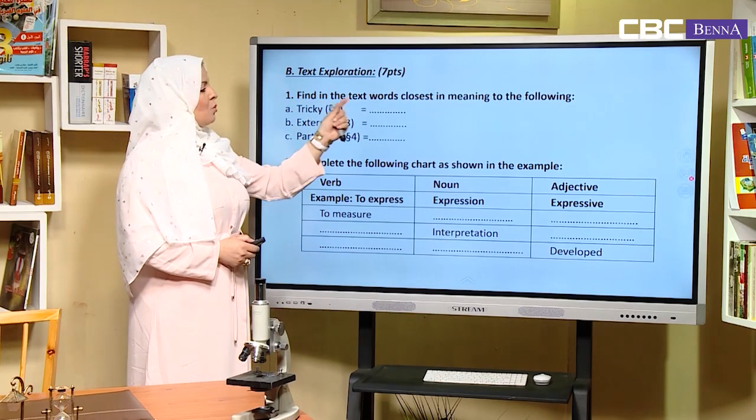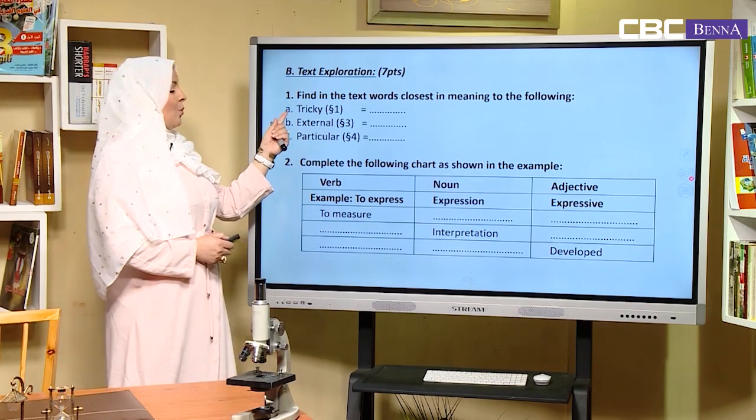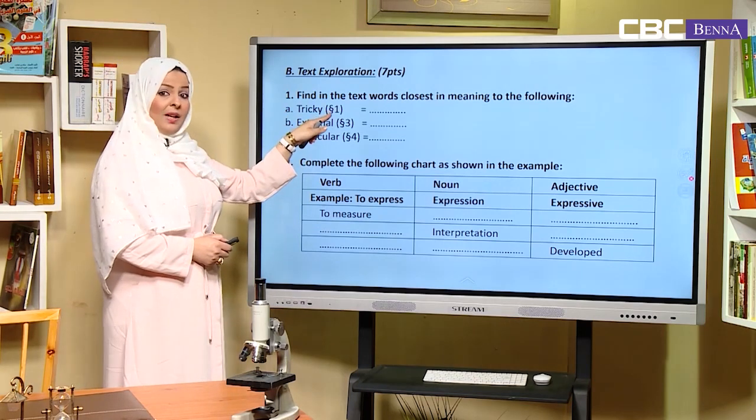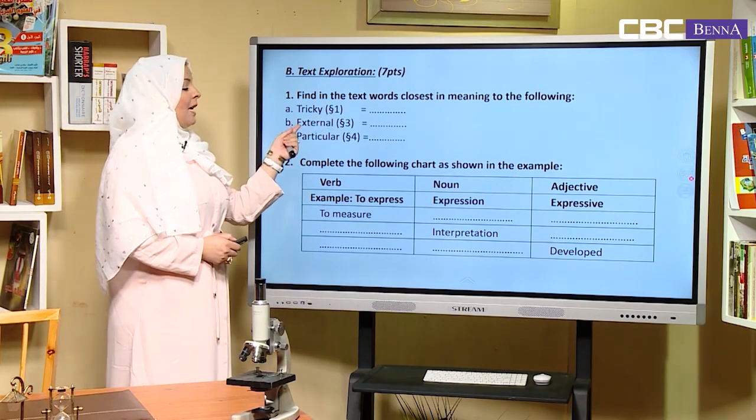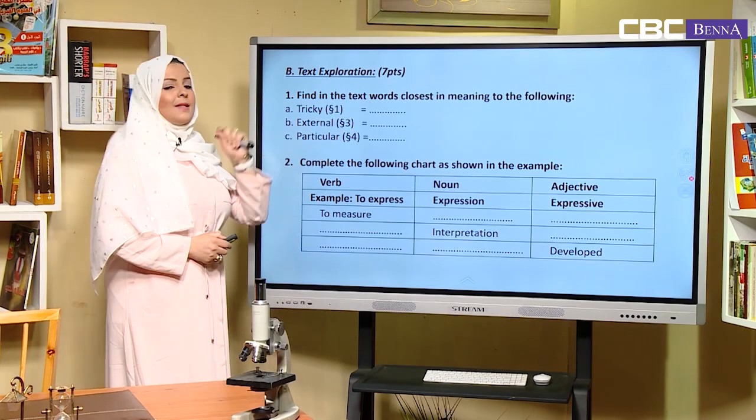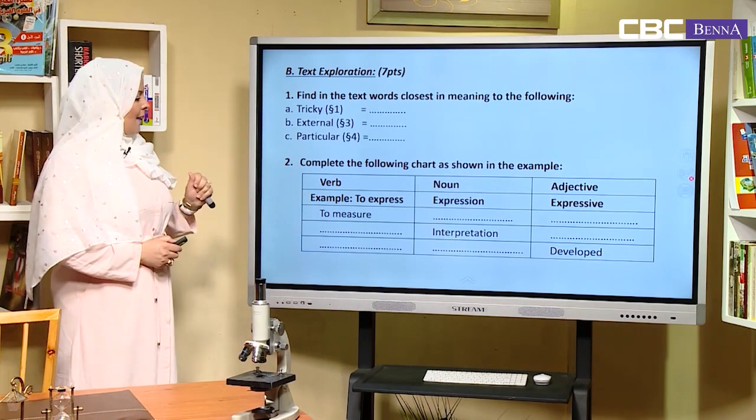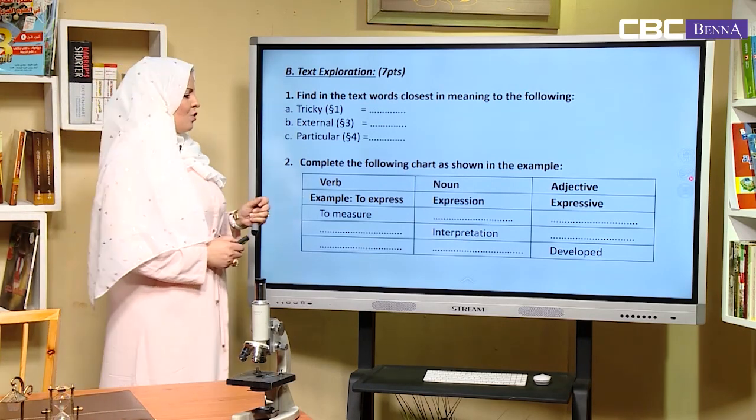Find in the text words closest in meaning to the following. First, we have "tricky". You're going to find it in paragraph 1. "External" in paragraph 3. "Particular", it is in paragraph 4. This is concerning the first. The second activity, it is related to morphology.